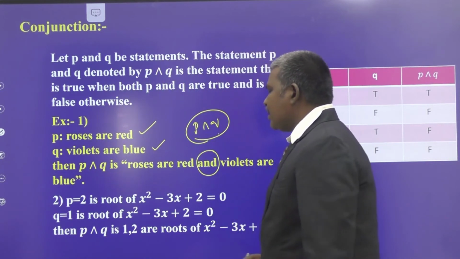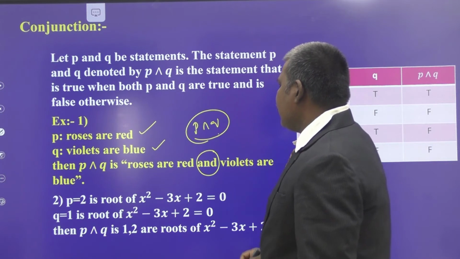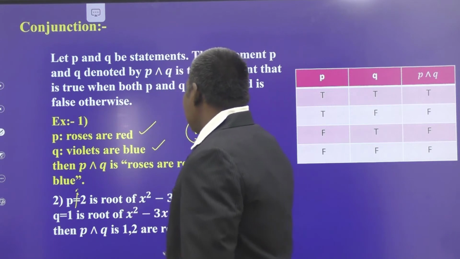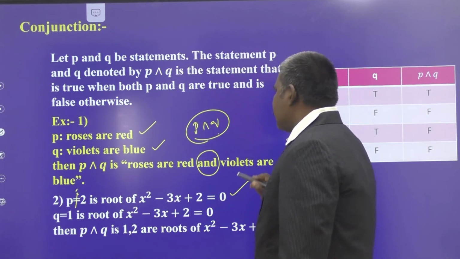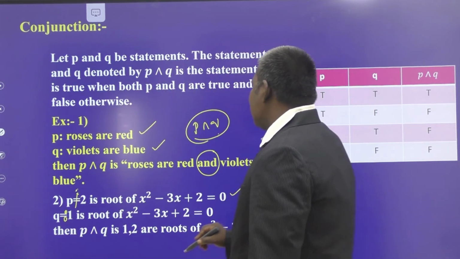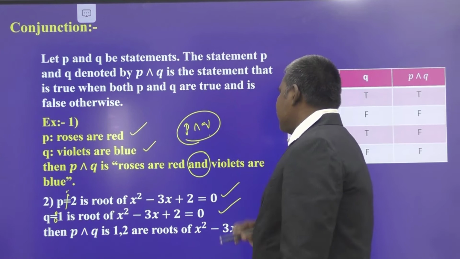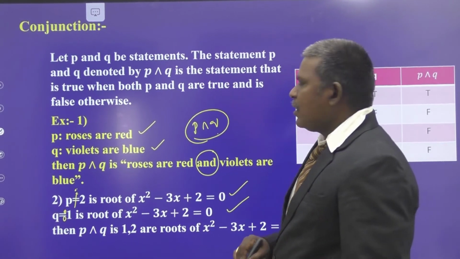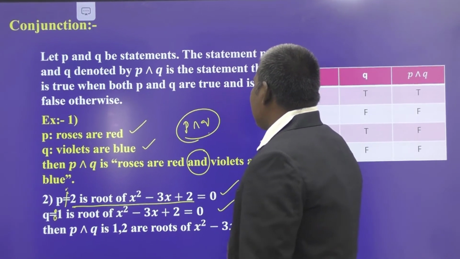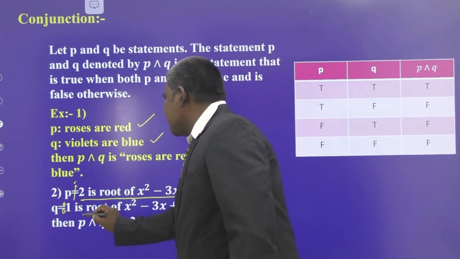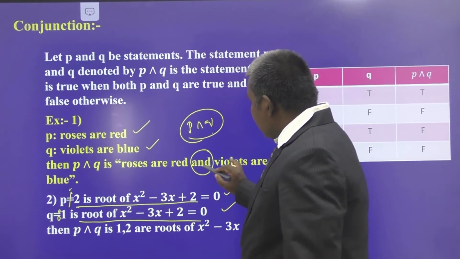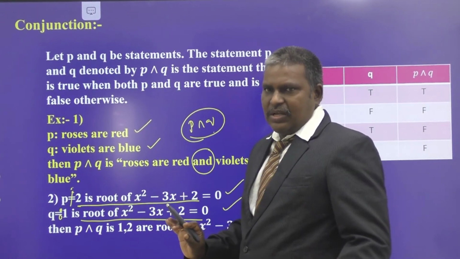Next example, see this one. Suppose this is the statement P: 2 is a root of x square minus 3x plus 2 equal to 0. Q is the other statement: 1 is a root of x square minus 3x plus 2 equal to 0. Whether it is true or false, leave the output for now.